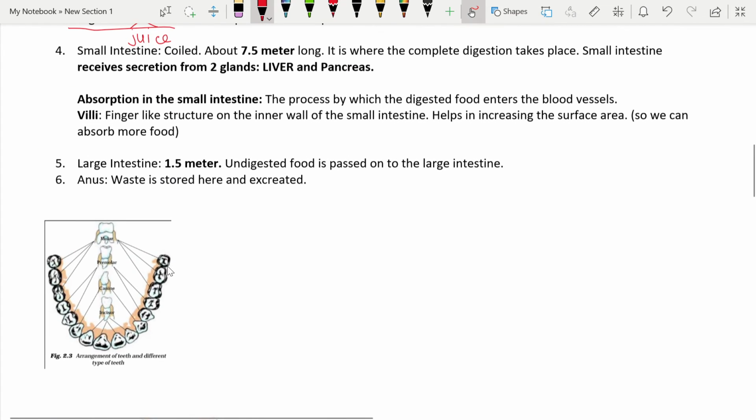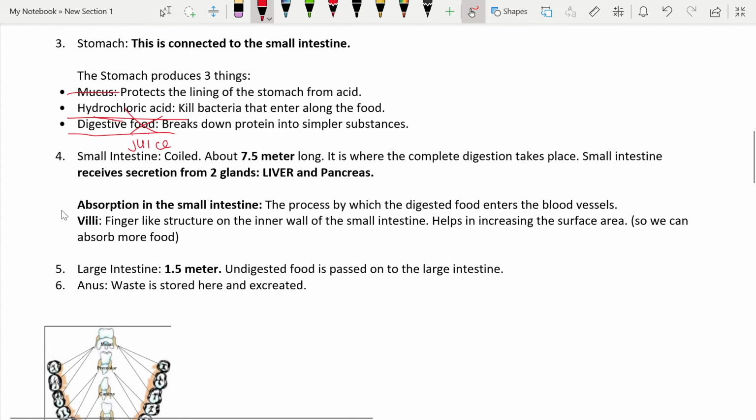Let's move into our small intestine. Absorption in the small intestine is the process by which the digested food enters the blood vessels. That is absorption. Villi are finger-like structures on the inner wall of the small intestine and help in increasing the surface area so we can absorb more food.